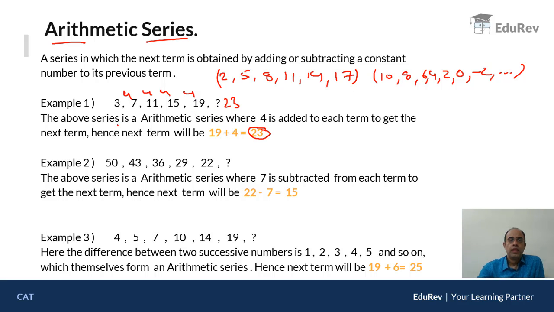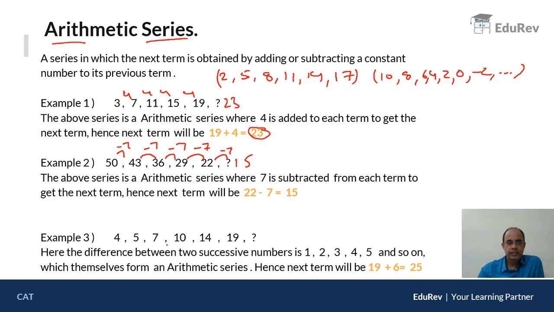Very simple, guys. But we can make it difficult even in arithmetic series. Fine. The question can be framed in such a way that it becomes a difficult one. Now, again a simple one, 50, 43, 36, 50 minus 7, 43 minus 7, 36 minus 7, 29 minus 7 is 22. Therefore, 22 minus 7 will give me 15. Hence, the next term should be 15. Fine, guys. Either it could be an increasing arithmetic series or it could be a decreasing arithmetic series.